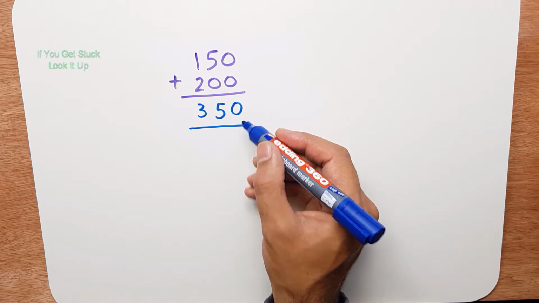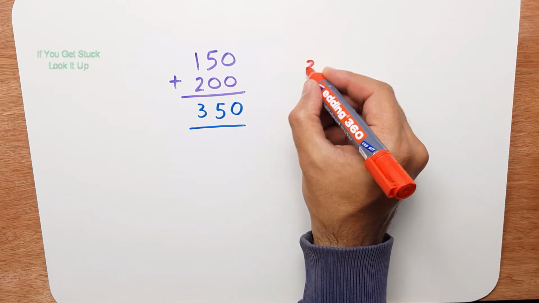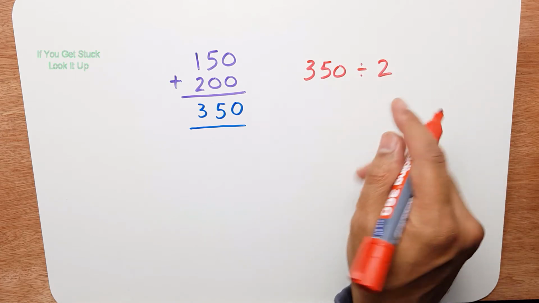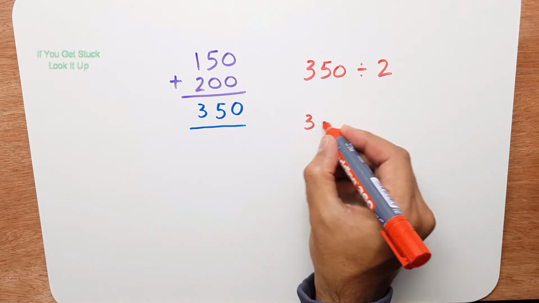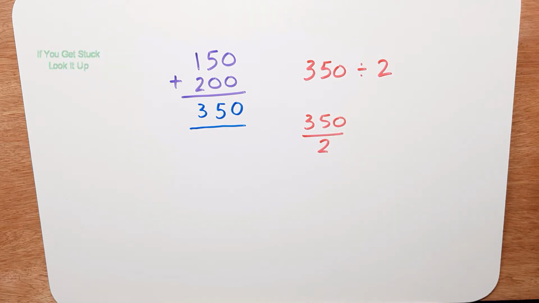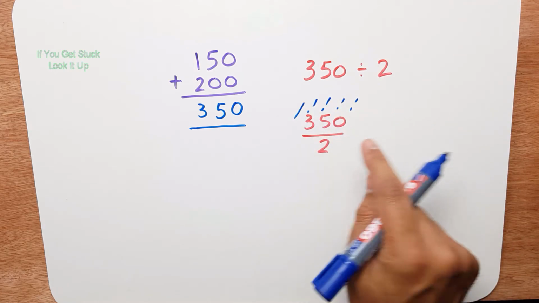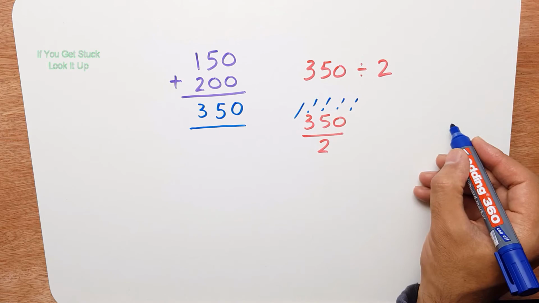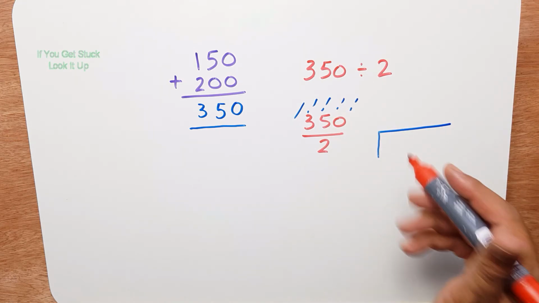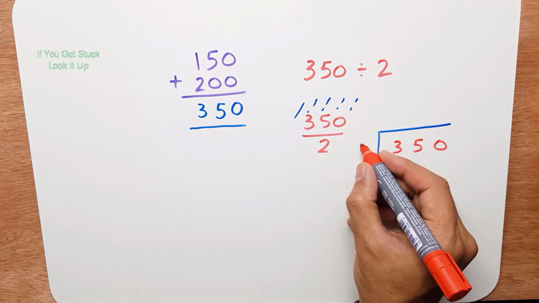Now our next step is to divide this by 2. So I need to do 350 divided by 2. And I like to write it like this, 350 divided by 2, because I can use the bus shelter method. So it's raining. And 350 is getting wet, so we'll build a bus shelter. And we'll put 350 inside. And the 2 has to go outside.